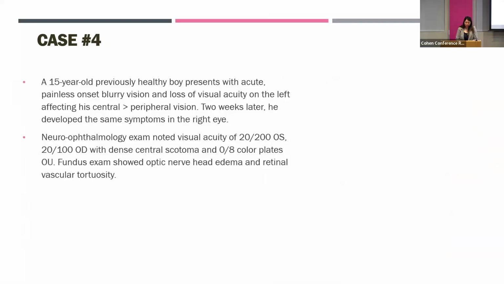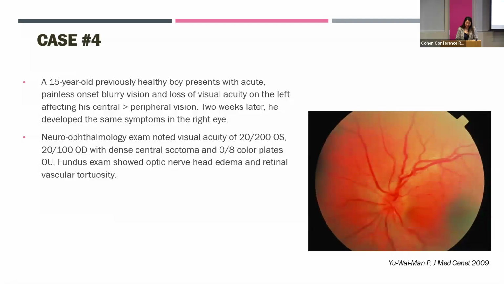Visual acuity was 20/200 on the left, OS, which is really bad, 20/100 on the right, with a dense central scotoma and no color plate recognition. So this is a classic optic neuropathy, but it was painless. His fundus exam showed optic nerve head edema, as well as some retinal vascular tortuosity. Here's an example picture of the fundus. You can see that you don't see a nice little cup in the back. It's quite swollen.